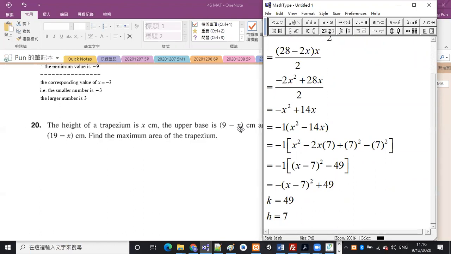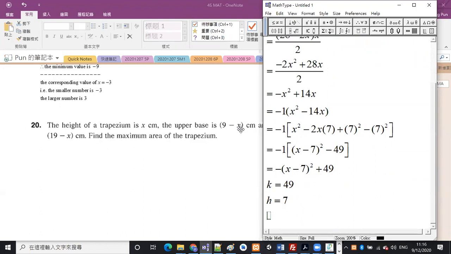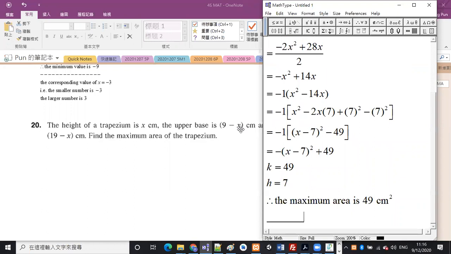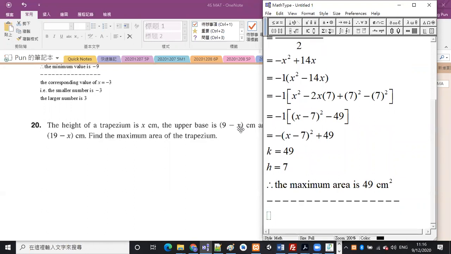Okay, and the question asks us to find the maximum area. Therefore, the maximum area is the k value. So that is 49 cm squared. 咁又係題目冇問嘅。咁呢個即係個x係幾多咧？Okay, and the corresponding value of x is 7.